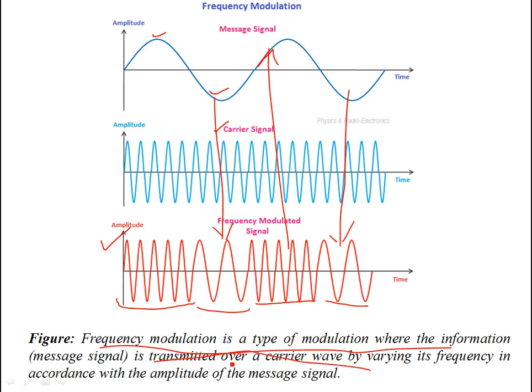In frequency modulation, the information message signal is transmitted over a carrier by varying its frequency in accordance with the amplitude of the message signal. So depending on whether it is FM or AM, you are varying either the amplitude or the frequency of the carrier signal. That's how you encode, or send, the data, by changing one of the parameters of the carrier signal.